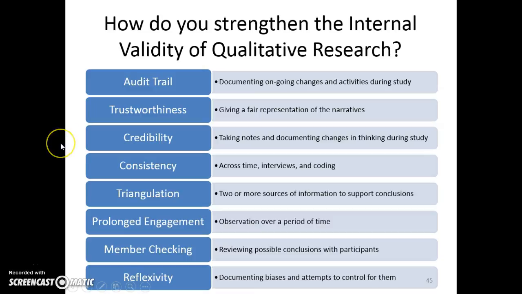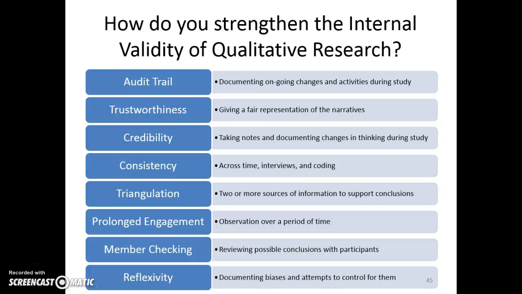Now, how do you strengthen the internal validity of qualitative research? Just because it's qualitative does not mean it is not rigorous. It does not mean that it's not worth doing. We need qualitative research in order to do quantitative research. And in social work, sometimes the questions we have are best answered by qualitative research. So qualitative research is not better or worse. It is complementary to quantitative research. But there are ways to do it better than others.